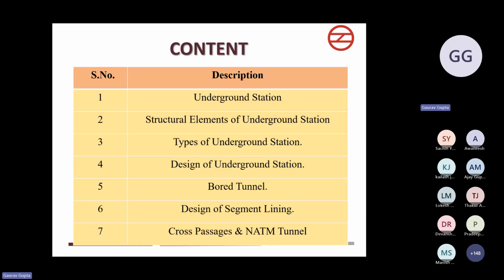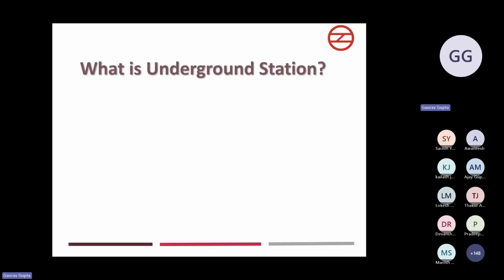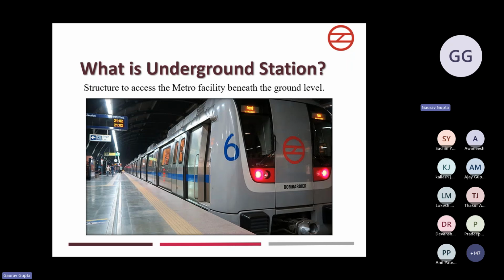So this is the basic content which I will be covering, briefly the design aspects of underground stations, the structural elements of underground stations, types of underground stations depending upon their construction methodology, then design of underground station, then bored tunnel, design of segment lining, and cross passages and NATM tunnel. Firstly, we will move on to the underground station. So what basically is an underground station? It's simply a structure to access the metro facility beneath the ground level.